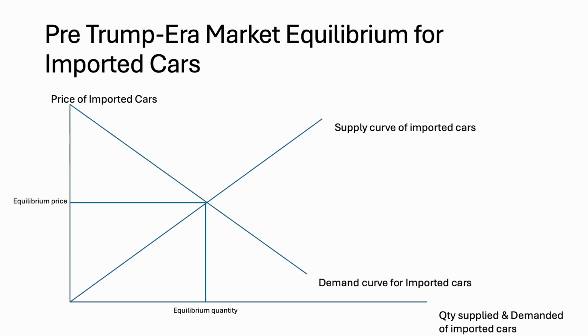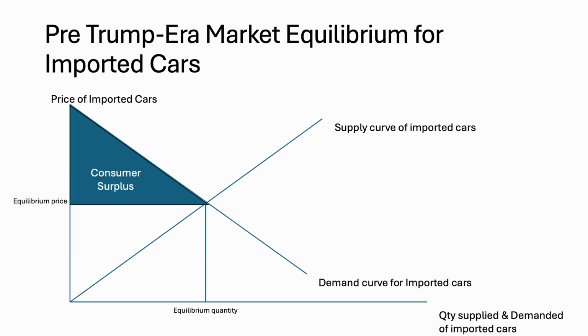The market for imported cars is expected to clear at this equilibrium point. That is, all consumers are fully satisfied with the utility they receive from consuming imported cars, and all producers are satisfied with the profits they make by exporting cars. Their satisfaction is represented by the triangles of consumer and producer surpluses respectively. So these are the triangles. So this is the fundamental equilibrium model for imported cars. We move on from here to the tariffs era.